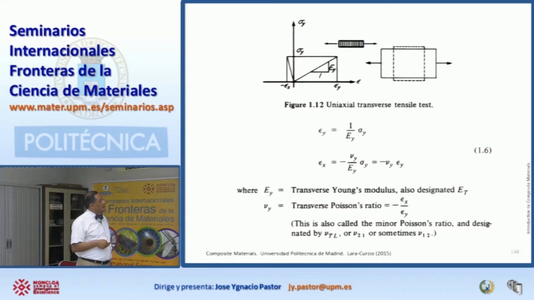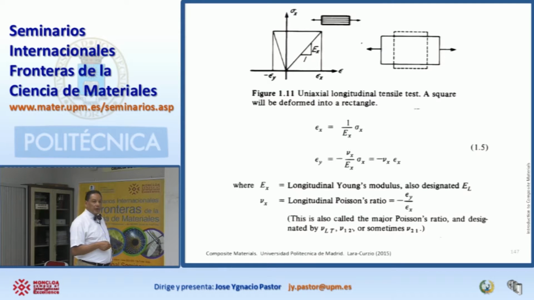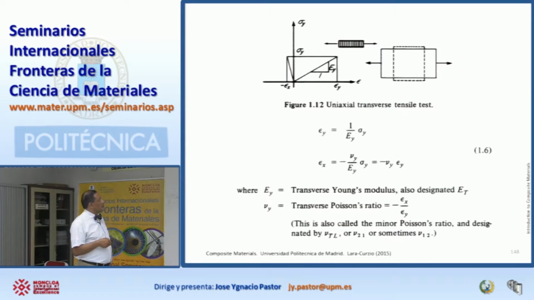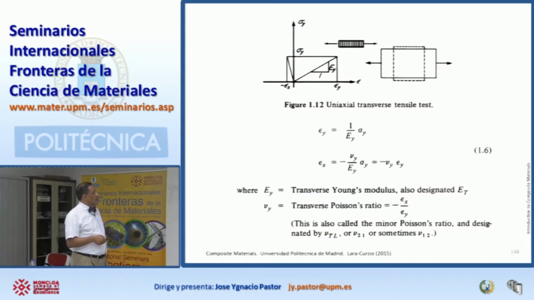And then in this experiment, the strain in the y direction is going to be the ratio of the stress in the y direction divided by Young's modulus in the y direction. Now, if you pay attention here, the modulus EY is going to be different from EX, okay? EX is measured in the direction of the fibers. EY is measured perpendicular to the fibers. And then we also have a Poisson's ratio. We're going to call this Poisson's ratio nu y. Okay, it's going to be the ratio of the transverse strain divided by the longitudinal strain.